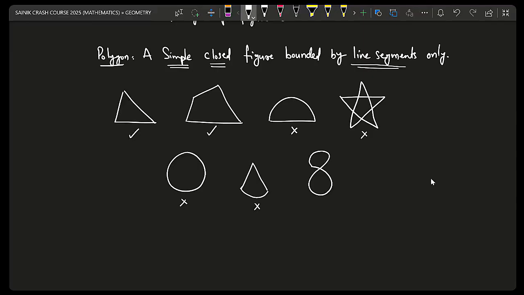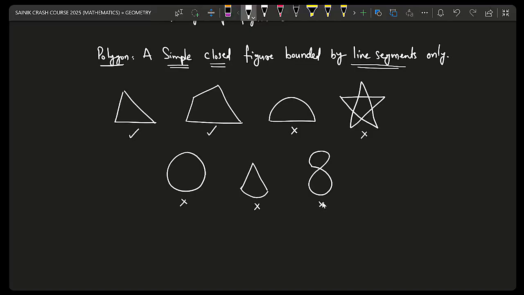And Daksh, can you answer this figure? The curve representing the number 8, is this a polygon or not? Sir, no, sir. Is it a simple figure? No, sir. Is it a closed figure? Yes, sir. Is it bounded by only line segments? No, sir. Only one condition is satisfied, but the other two are not. Will you say this is a polygon or not a polygon? Not a polygon.